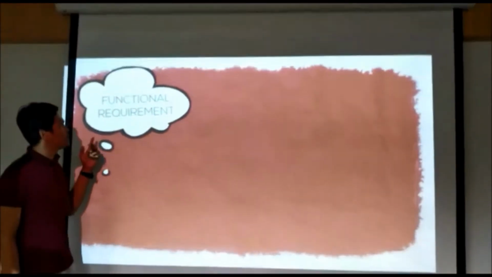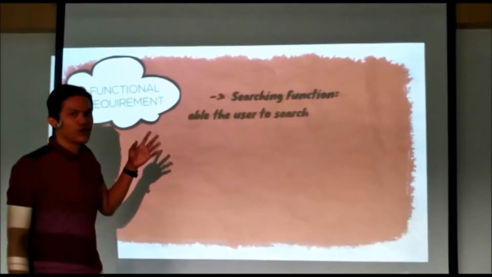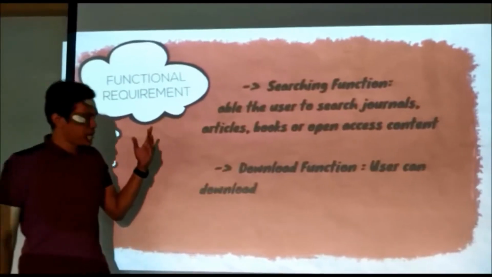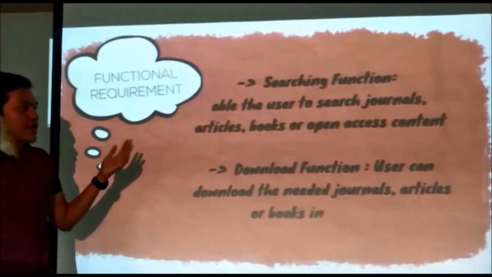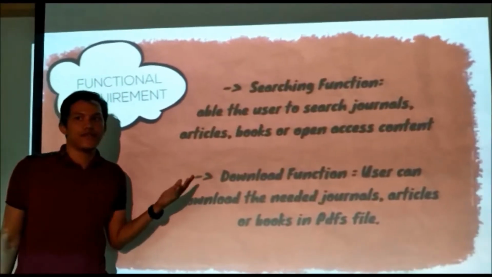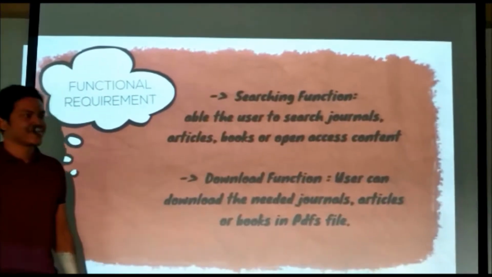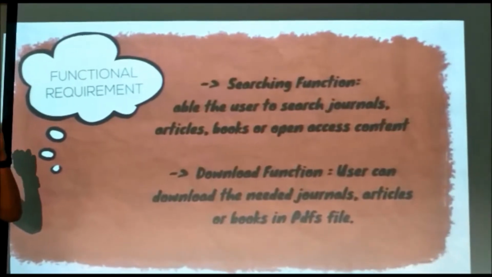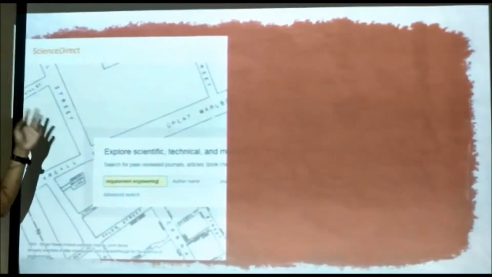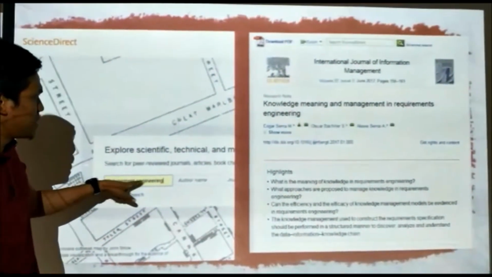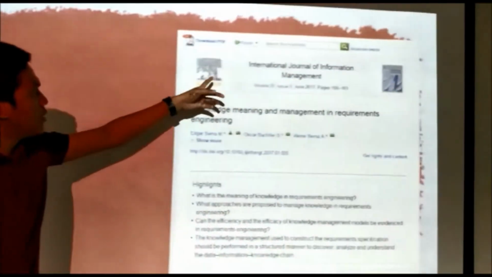This is my functional requirement, which is the searching and download function. Searching enables the user to search journal articles and books, and open the content. Download, the user can download journal articles or books as PDF files. This is an example: you put in a keyword, for example requirement engineering, and you can download by using download PDF.